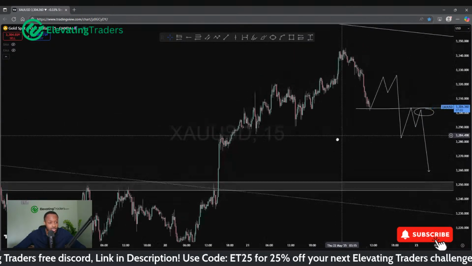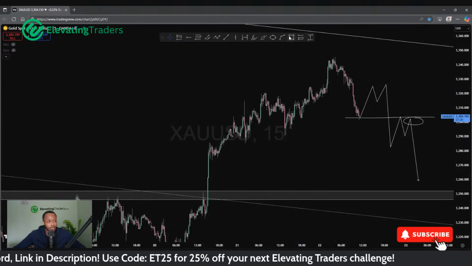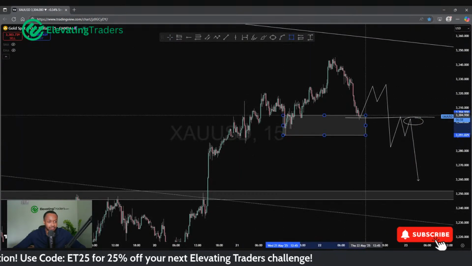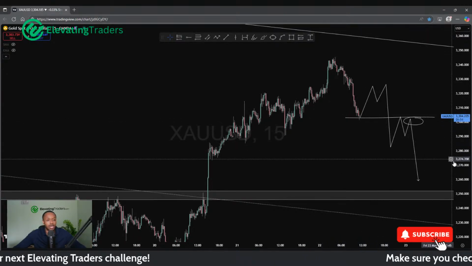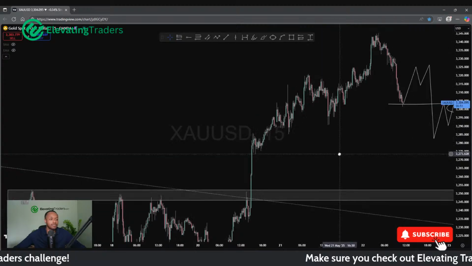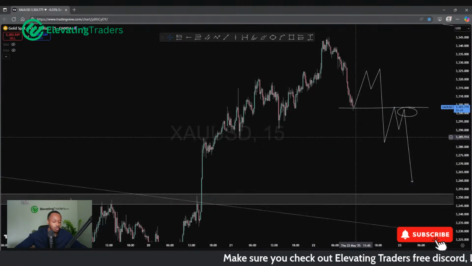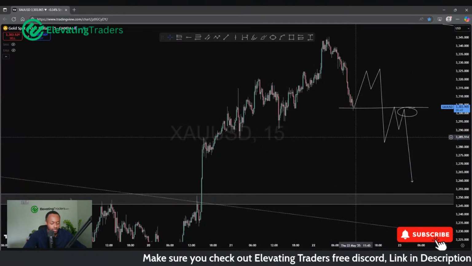Not a lot of information here. Price is still really corrective. We are coming back into this low where we might bounce, but I wouldn't be looking at that as a good buy opportunity. So that's the best I've got there of gold. Not a lot of information to work with there, to be honest.